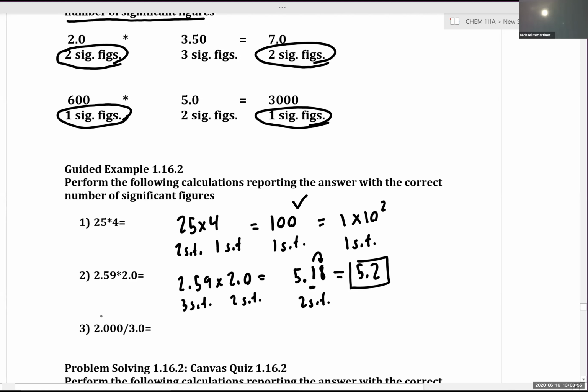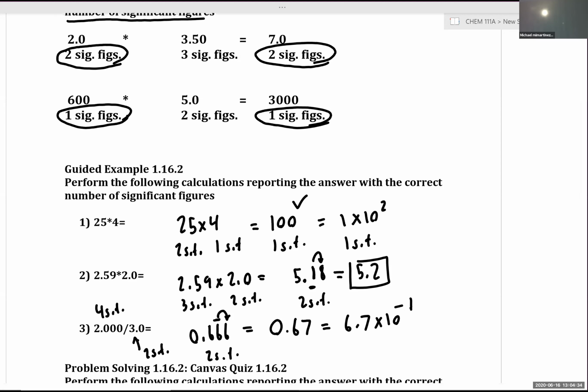In this next example, 2.000 has 4 sig figs. 3.0 has 2 sig figs. So that in turn gives us an answer of 0.66 repeating. Our answer needs to have 2 sig figs, so we look at our second significant digit. We look one space to the right, and of course, 6 is greater than 5, so we round up. If we want to write this in scientific notation, it would be 6.7 times 10 to the negative first.